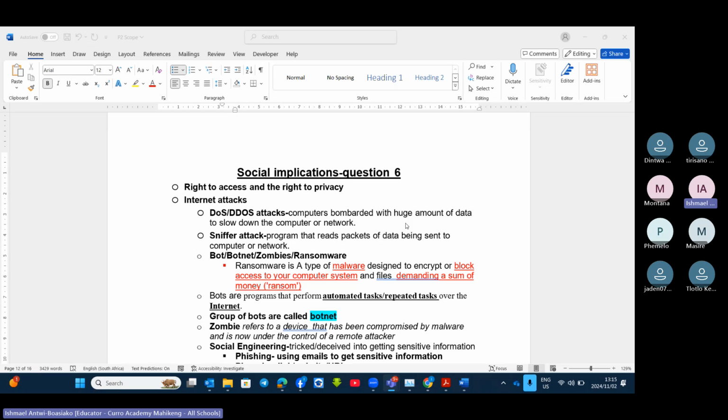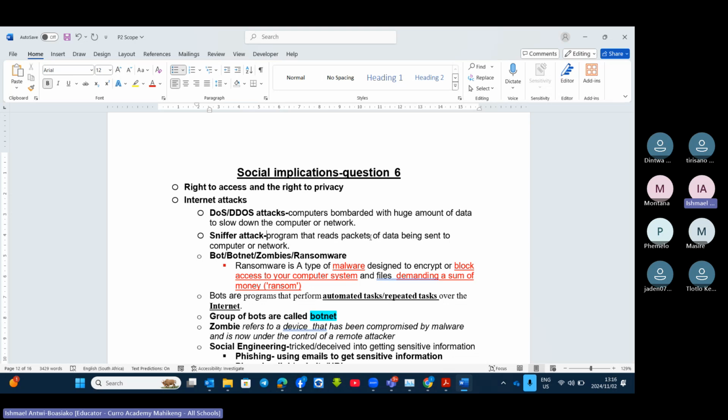And then the sniffer attack is a software which normally the attackers use to read the packets of data being sent to your computer or network. Whenever you are connected to the internet or network, these attackers normally install a software. Then they will read the data that's being transferred from your computer to another computer through the network. And that's what we call a sniffer attack. So it's a software that reads the packets of data on the network.